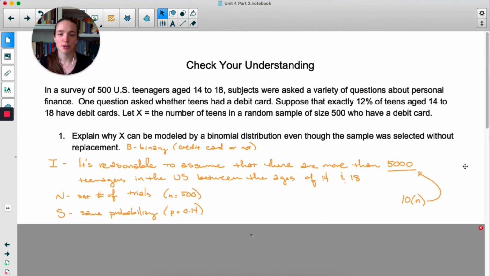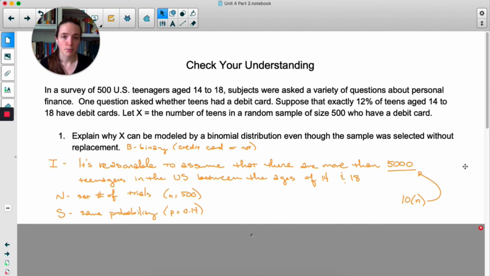So for this distribution, all 4 conditions are met to make it binomial. We have 2 outcomes. They either have a credit card or they don't. Independent, we can use the 10% condition and say it's reasonable to assume that there are more than 5,000 teenagers in the US who are between the ages of 14 and 18. That's because our sample size is 500. We multiply that by 10. That gives us like the lower limit of what our population has to be. It has to be greater than 5,000.